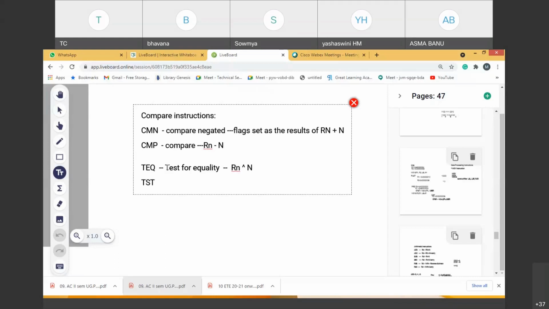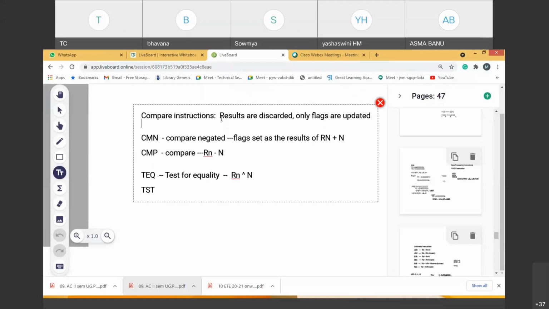But what is the difference? The difference is the result is not stored anywhere. The result is discarded in all these compare instructions. Please remember, results are discarded. Only flags are updated based on results. Please remember, that's it.